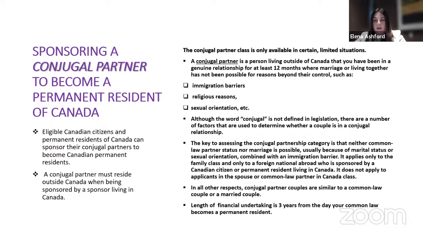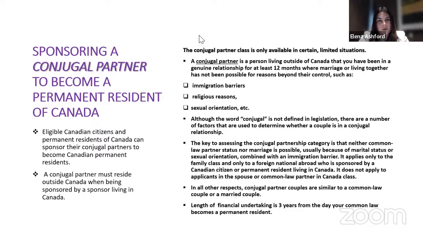Again, the length of the financial undertaking is 3 years after your conjugal partner becomes a permanent resident. And as in previous instances, there is no minimum financial requirement to sponsor a conjugal partner. I have done several conjugal sponsorships, and it's just more complicated than, let's say, spousal sponsorship, in the sense that you have to explain why marriage or common law cohabitation is impossible, but it's truly possible to sponsor a conjugal partner. It just requires additional evidence on paper.